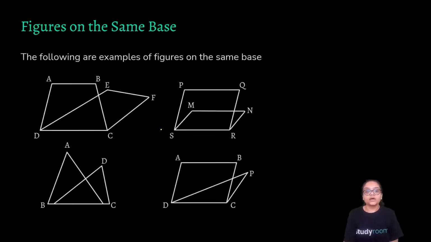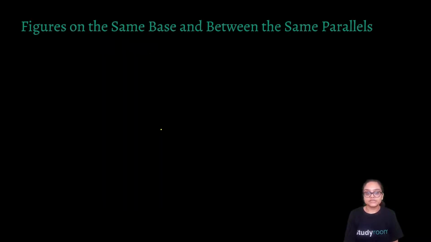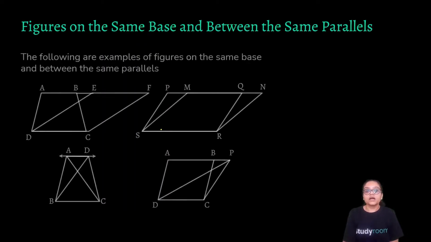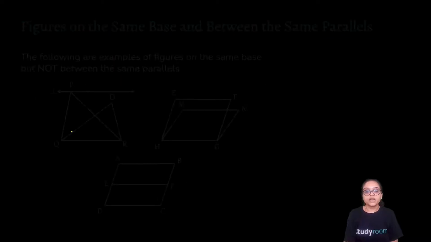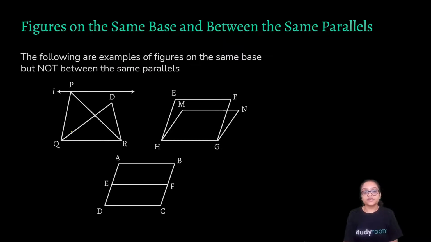Correct? Now, figures on the same base. Following are the figures on the same base. DC is the base and two figures are drawn on the same base. So, figures on the same base and between the same parallels. These are the figures which are known as between the same base and same parallels because AF is parallel to DC and these figures are bounded between the same parallels and are on the same base. And the previous figures were just on the same base. Okay. So you need to understand which type of figure is given to you.